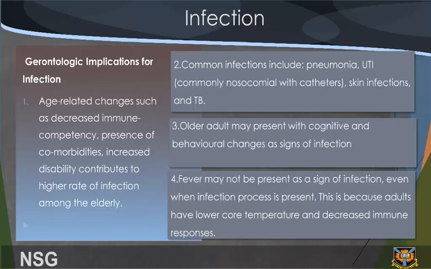2. Common infections include pneumonia, UTI, commonly nosocomial with catheters, skin infections, and TB. 3. Older adults may present with cognitive and behavioral changes as signs of infection. 4. Fever may not be present as a sign of infection, even when an infection process is present. This is because older adults have lower core temperature and decreased immune responses.